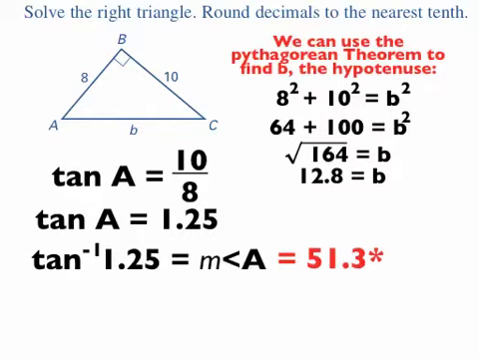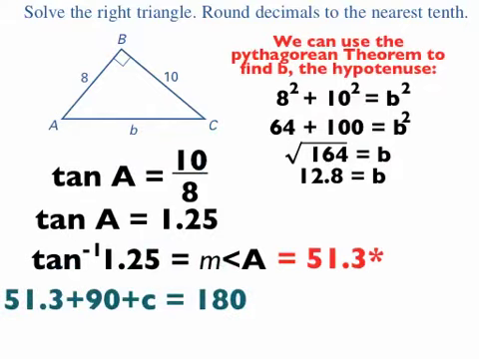Now that we know two angle measures, we can use the Third Angles Theorem. So we know our 90-degree angle, plus we just found the 51.3 degree angle, and we know that our third angle should make those two add up to 180.